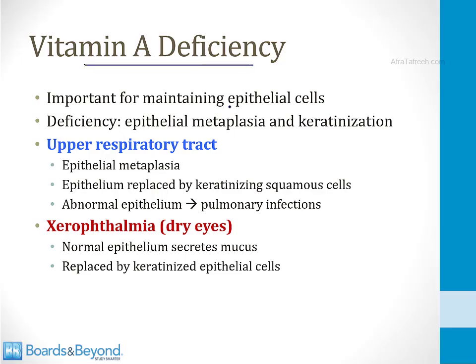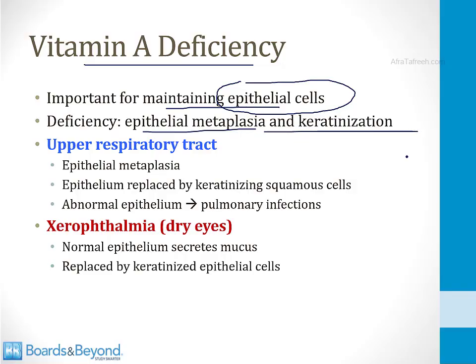Vitamin A is very important for maintaining epithelial cells, and as we just discussed, epithelial cells are the type of cells that most commonly undergo metaplasia. In the vitamin A deficient state, epithelial metaplasia can occur and keratinization of the epithelium can occur. This means increased content of keratin and thickening of the epithelial layer.